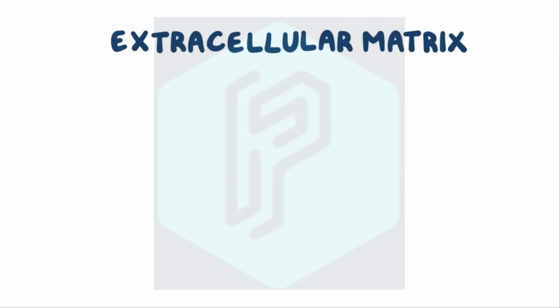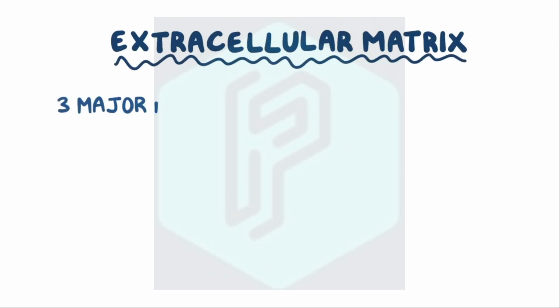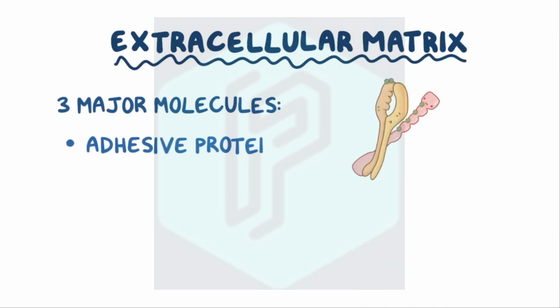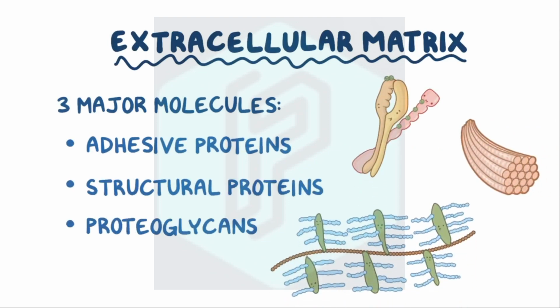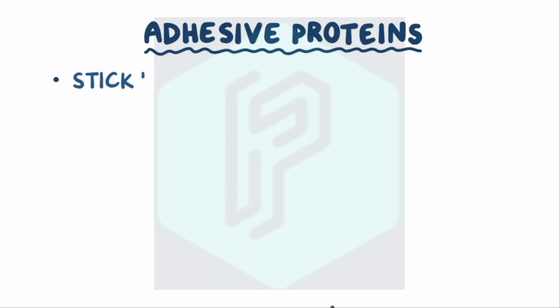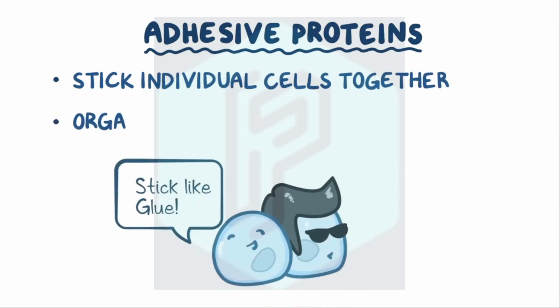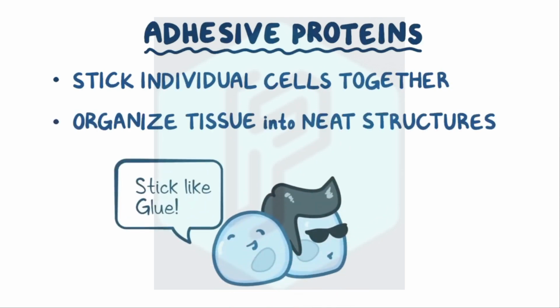Having said all that, all the different types of extracellular matrix are made up of three major molecules: adhesive proteins, structural proteins, and proteoglycans. First, there are adhesive proteins, which help to stick the individual cells together and organize the tissue into a neat structure.